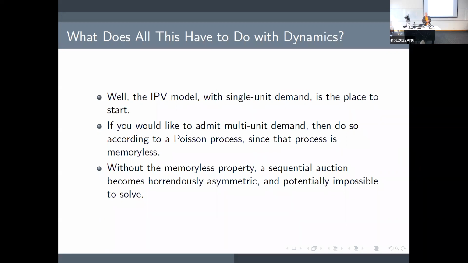Well, now let's imagine that someone has one unit at a sequential auction. So what's going to happen?